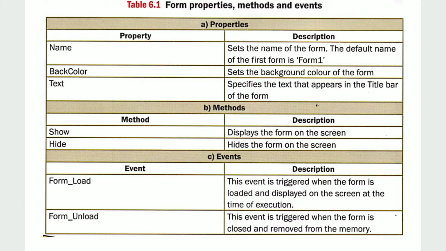Another property is back color. The back color property is used to set the background color of the form. Next one is text. The text property is used to set the title of the form. It specifies the text that appears in the title bar of the form. You have seen in previous videos, I have already explained about the form. You have already seen in the title bar of the form, it is written Form1 by default.